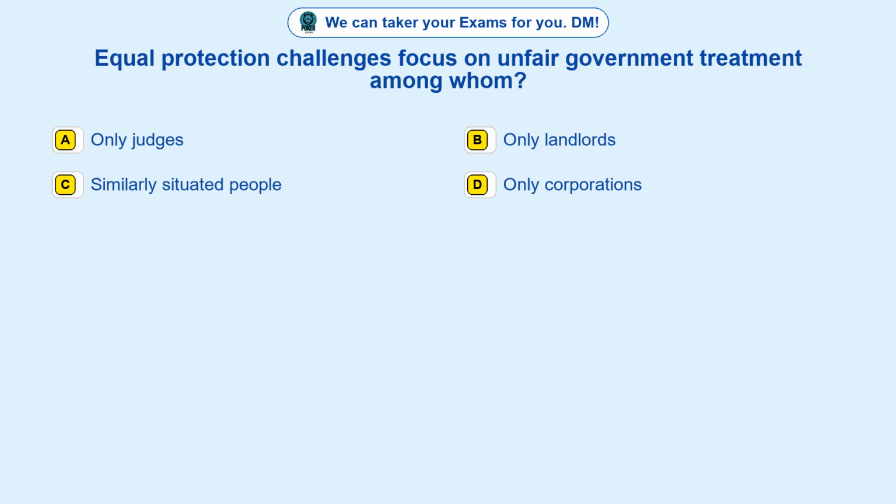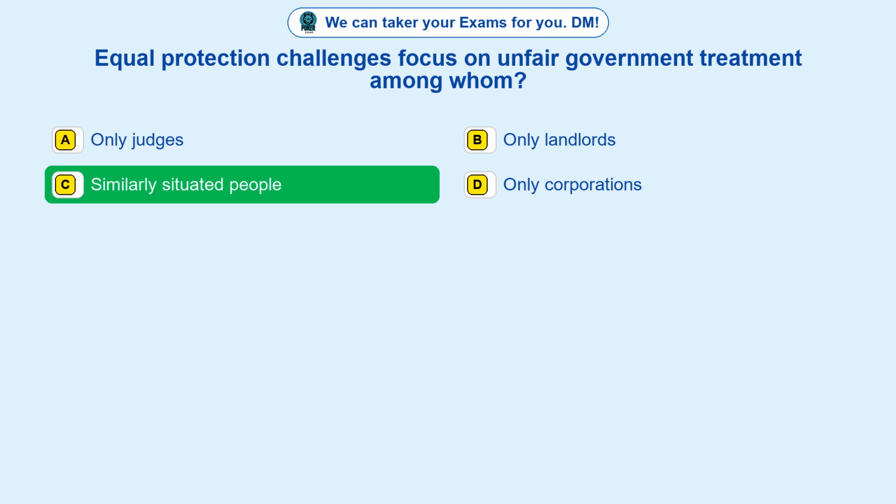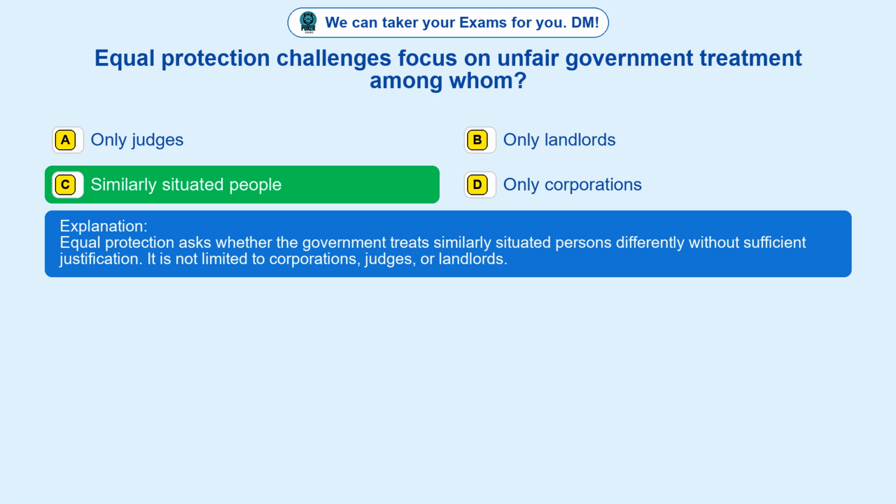Question 43. Equal protection challenges focus on unfair government treatment among whom? Option A. Only judges. Option B. Only landlords. Option C. Similarly situated people. Option D. Only corporations. The correct answer is option C. Similarly situated people. Equal protection asks whether the government treats similarly situated persons differently without sufficient justification. It is not limited to corporations, judges, or landlords.